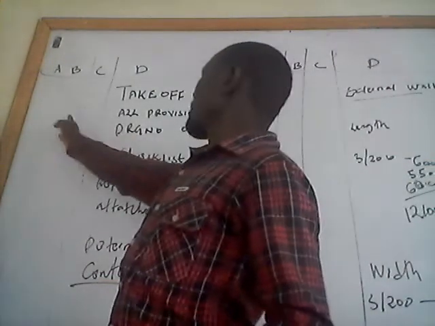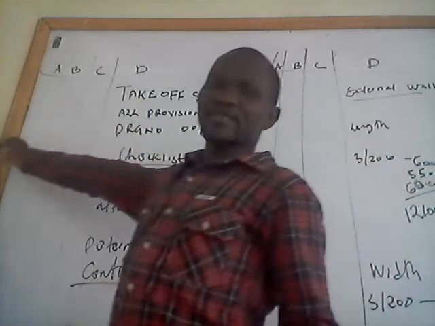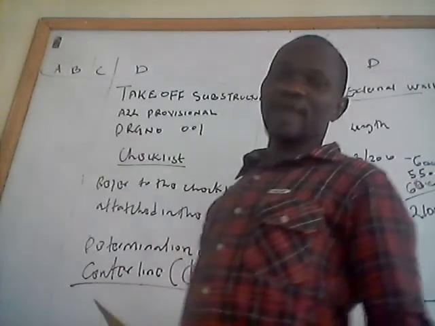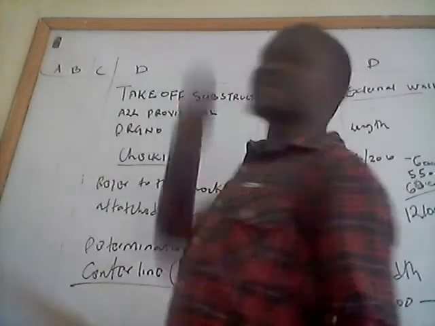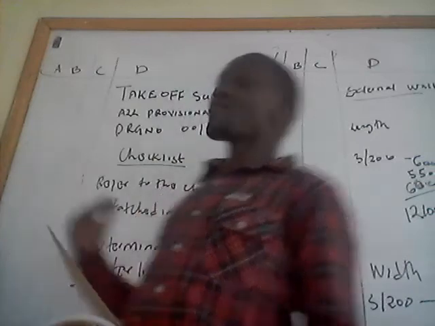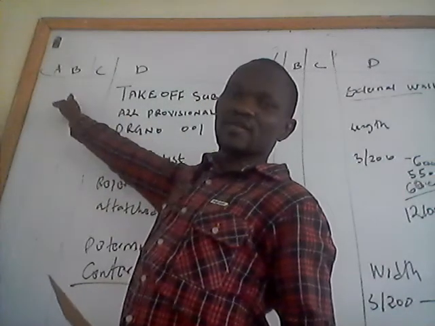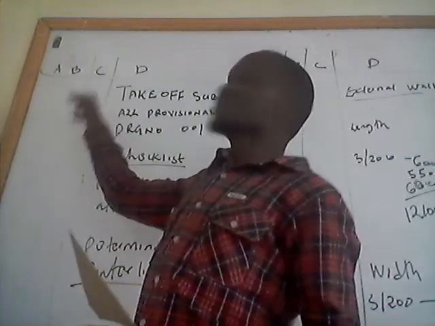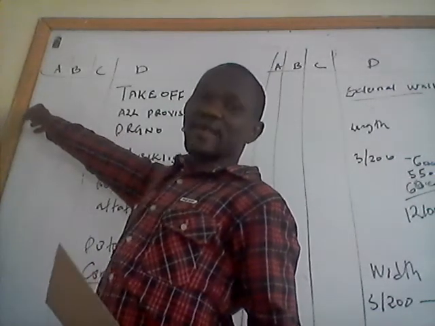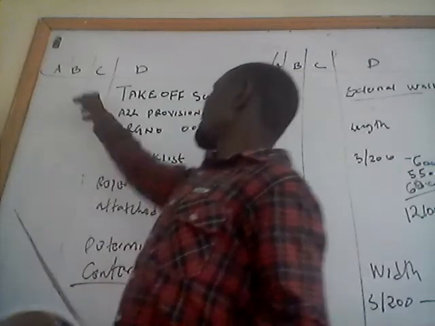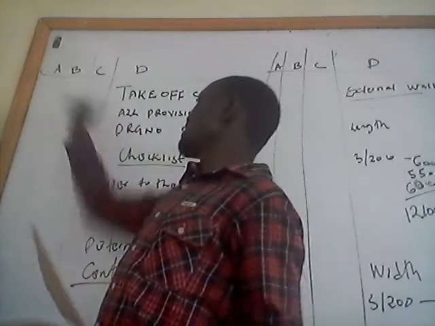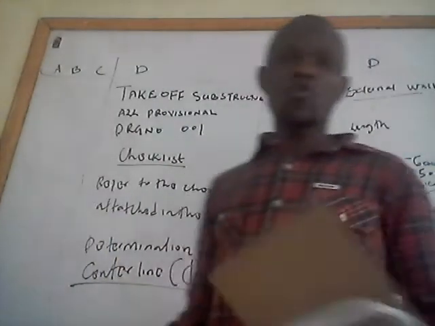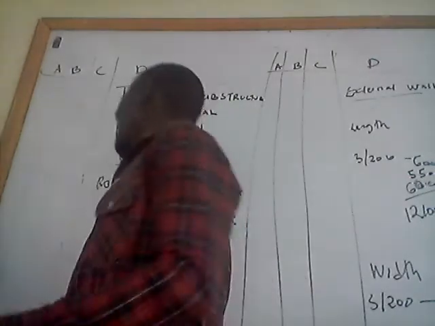We have columns A, B, C, and D, where A is the timesing column, B is the dimension column, C is the squaring column, while D is the description column. So all our measurements will enter into column B. If these items are more than once, we multiply that number in column A, while D will describe what we want to measure or what we want to take off.